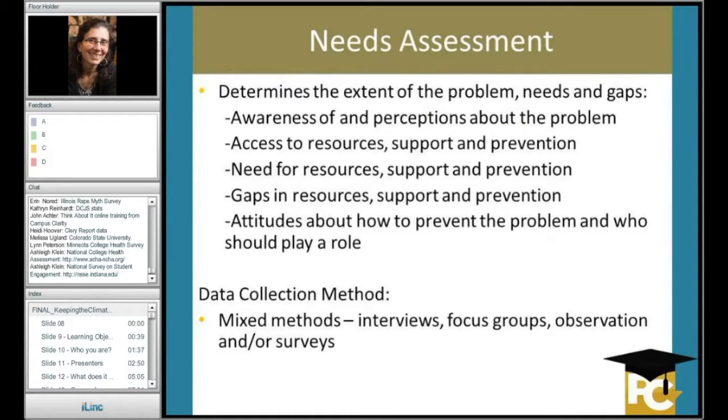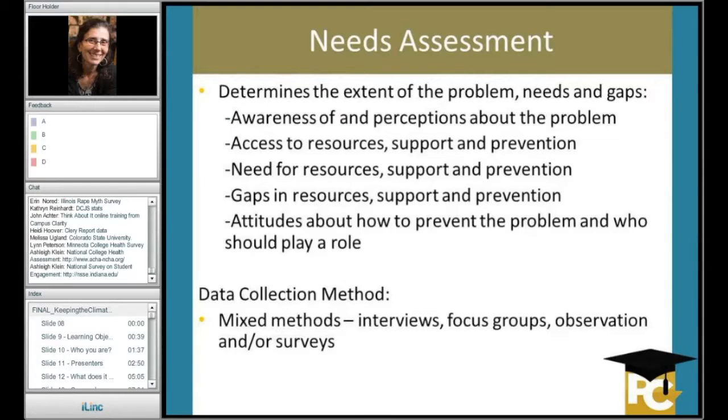So, needs assessments. They determine the extent of the problem, needs, and gaps. Some of you might know needs assessments as gaps assessments, but the data points they often look at are awareness of or perceptions about the problem, access to resources, support and prevention, the need for resources, support and prevention, as well as gaps, and attitudes about how to prevent the problem and who should play a role.